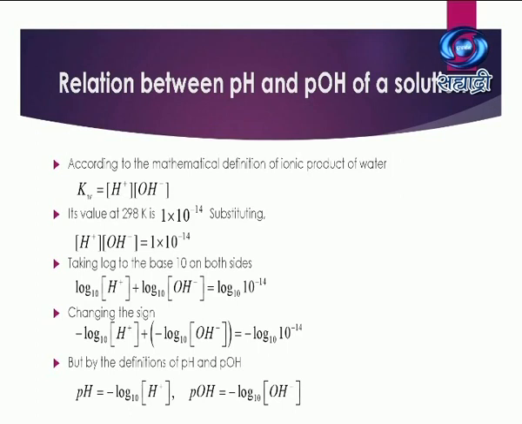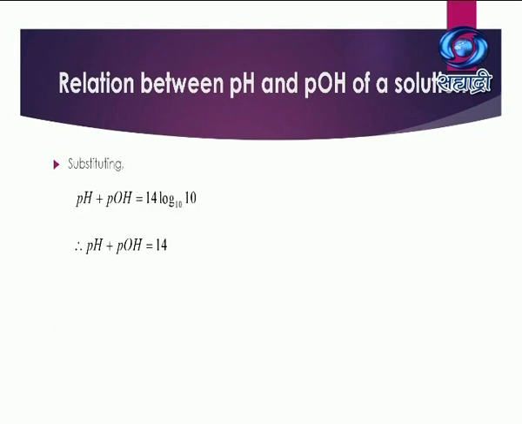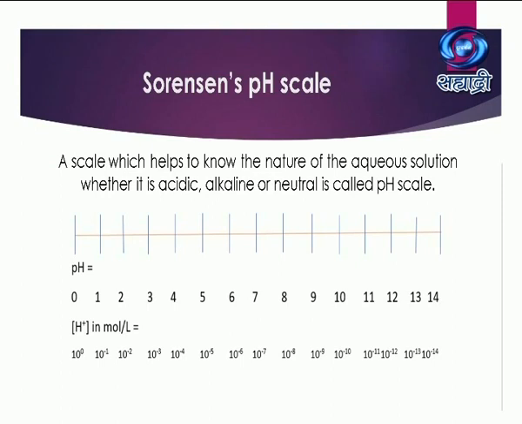Change the sign. So minus log to the base 10 active mass of H plus, minus log to the base 10 active mass of OH minus, is equal to minus log to the base 10 of 10 raised to minus 14. Now on the left hand side, you will find that these are nothing but the definitions of pH and pOH. So replacing those terms by pH and pOH, on the right hand side it will be 14 log 10 to the base 10. So pH plus pOH is always equal to 14.